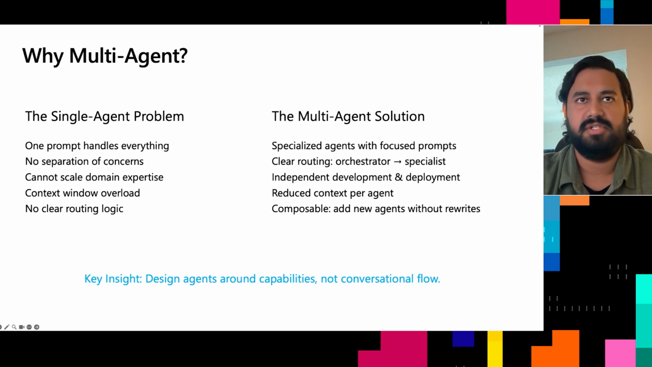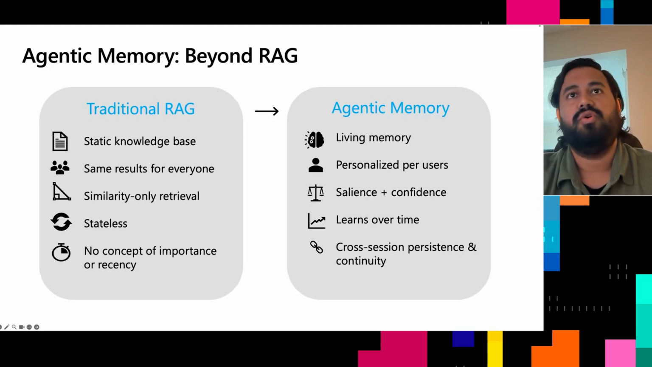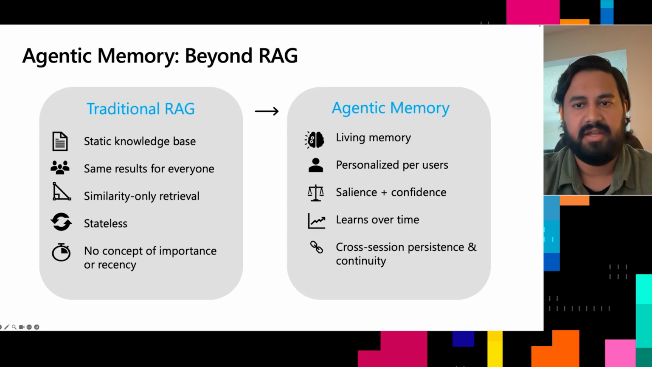Now let's look at how agentic memory works better than retrieval augmented generation. This is where we get into, I think, the most interesting part of this talk, that is agentic memory. Most people are familiar with RAG, that's retrieval augmented generation. You have a knowledge base, you embed documents, and when a user asks a question, you retrieve the relevant chunks and feed them to the model. It works well for what it does, but it has fundamental limitations when you're building agent-based applications. So let's walk through the comparison.